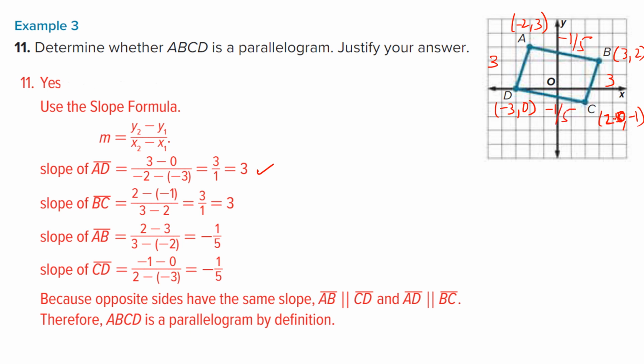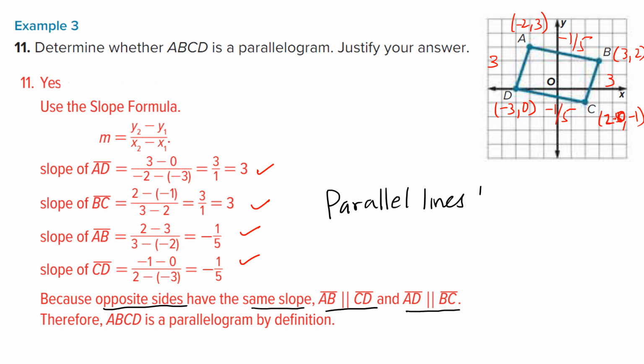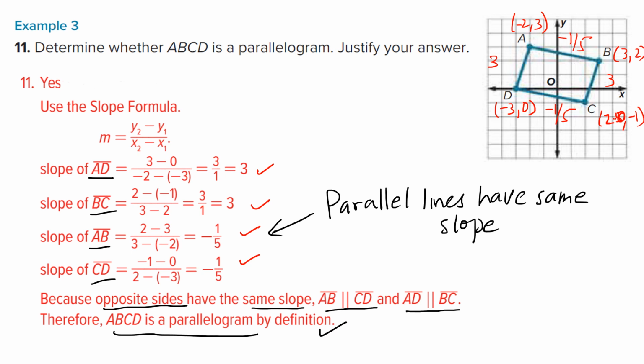So the opposite slopes are equal. So when opposite slopes are equal, these sides are parallel. So because the opposite sides have the same slope, AB is parallel to CD and AD is parallel to BC. So remember, parallel lines have the same slope. This is the concept we have used here. So when the slope came out to be equal, we say they are parallel. So two pairs of opposite sides are parallel, then it becomes a parallelogram by definition, by the test.